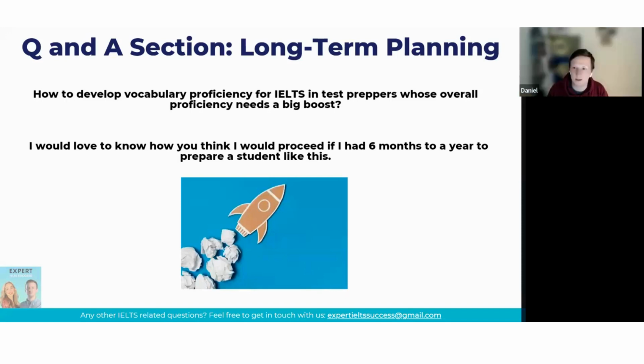Yeah, I think that's a good approach to take, and to always be connecting it and thinking about how does it connect to the band descriptors, how does it connect to their score, and going through it that way as well. Okay, perfect. Let me move on to the next slide here.